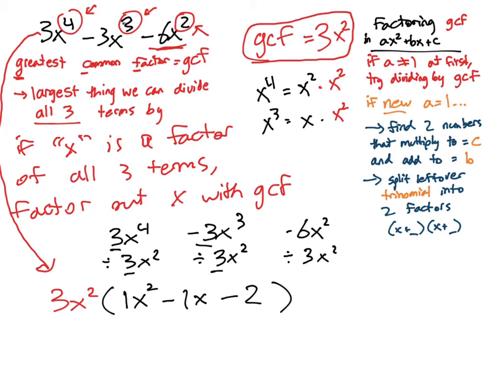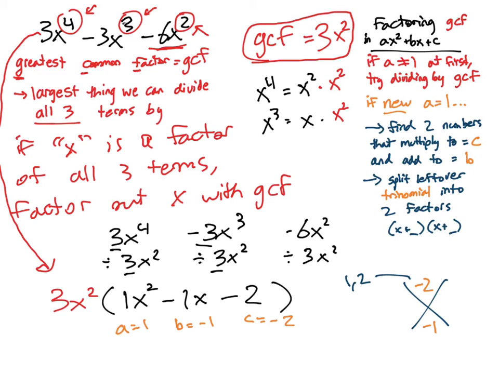Now to finish factoring this, we're going to use the coefficients that are left over, and since a is now equal to positive 1, we can use our quick little number puzzle here. We need two numbers that will multiply together to equal negative 2 and add together to equal negative 1. Well, 2 is a prime number. It's the only even prime number, and the only factors are 1 times 2.